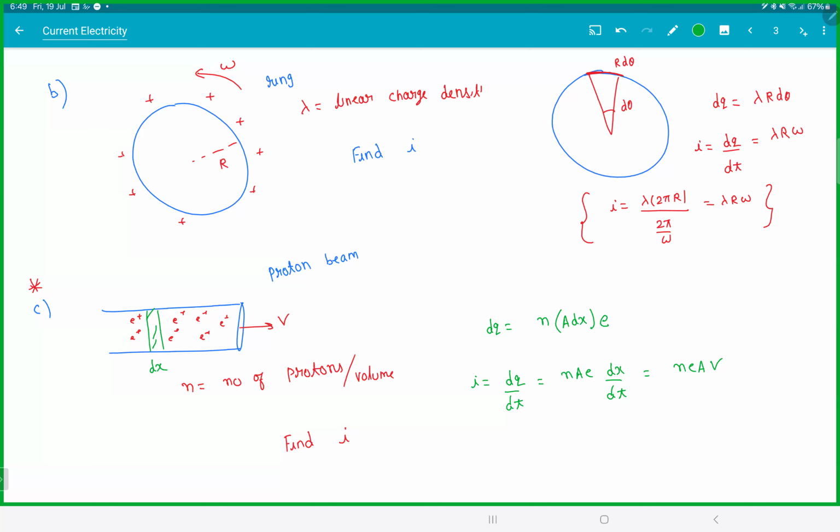Where n is the number of charged particles per unit volume, A is the area of cross section, E is the charge of the particles, and V is the velocity, speed.